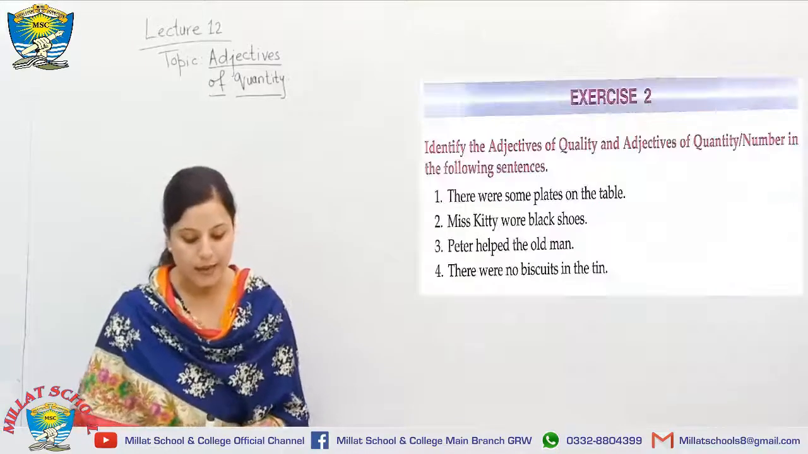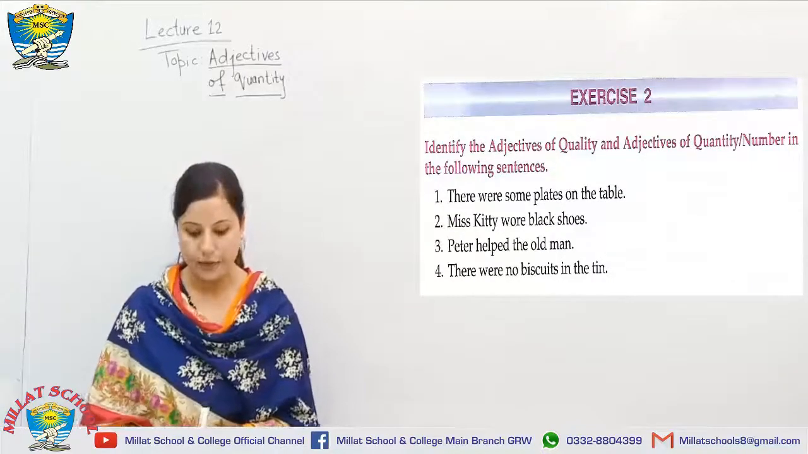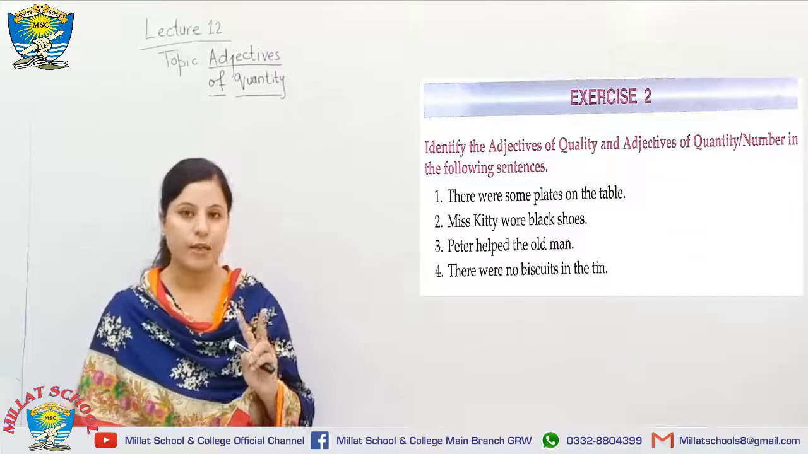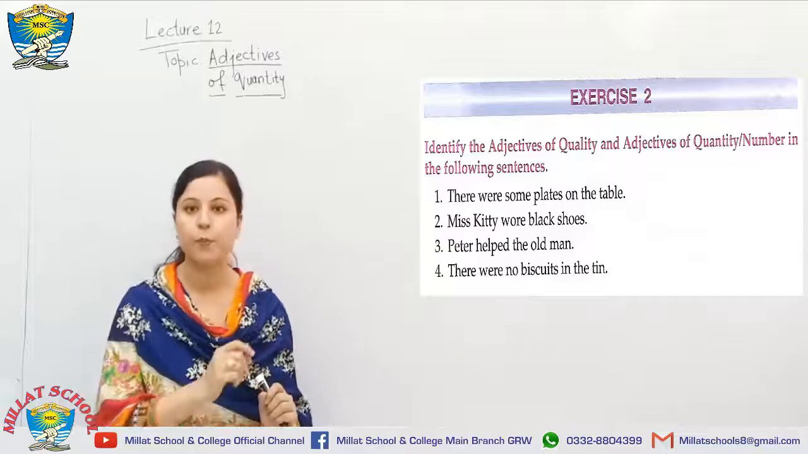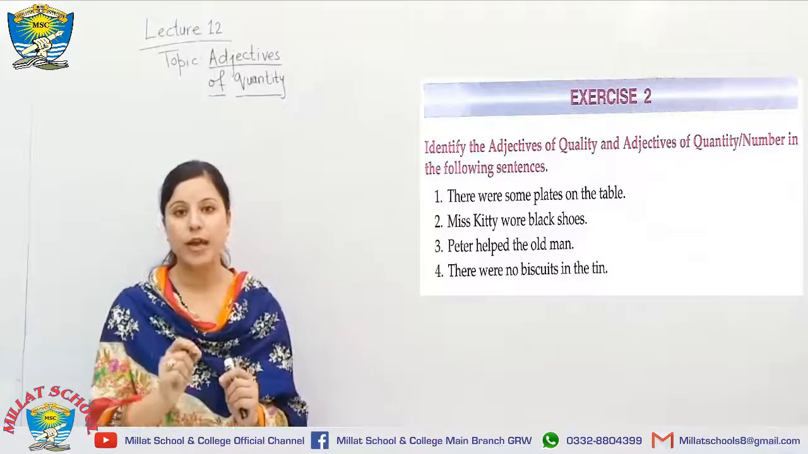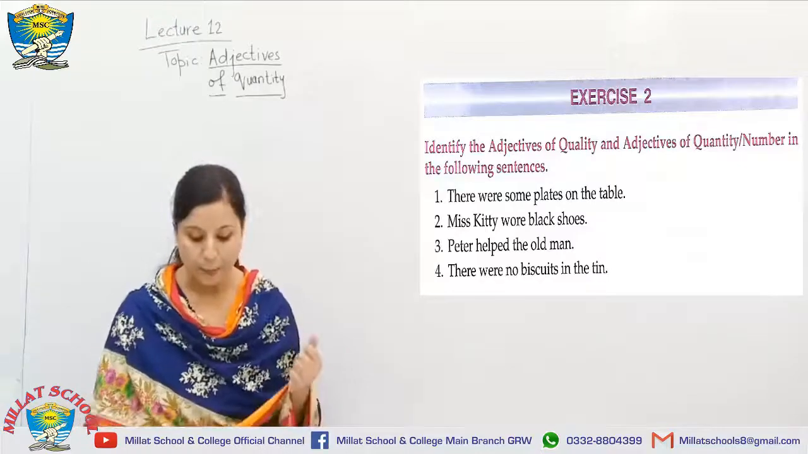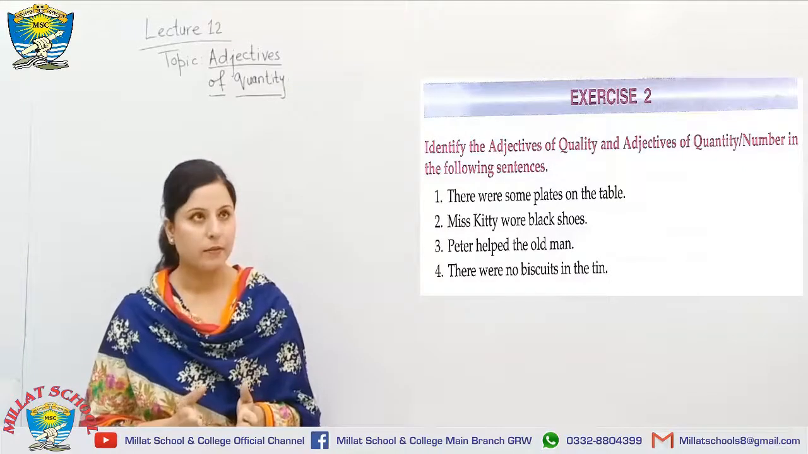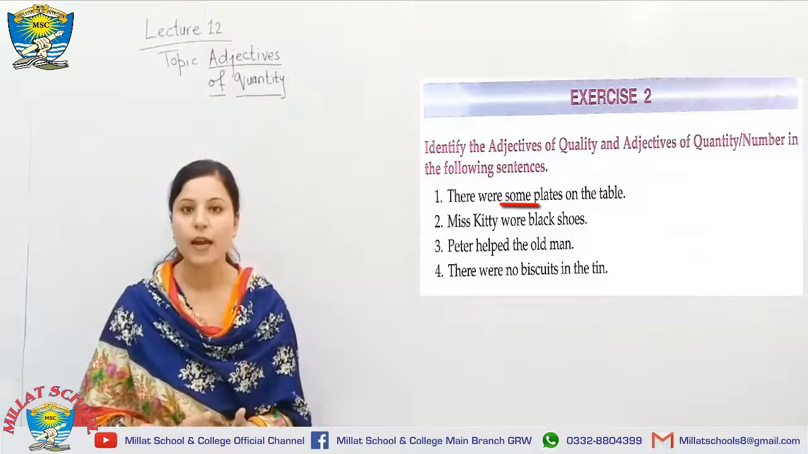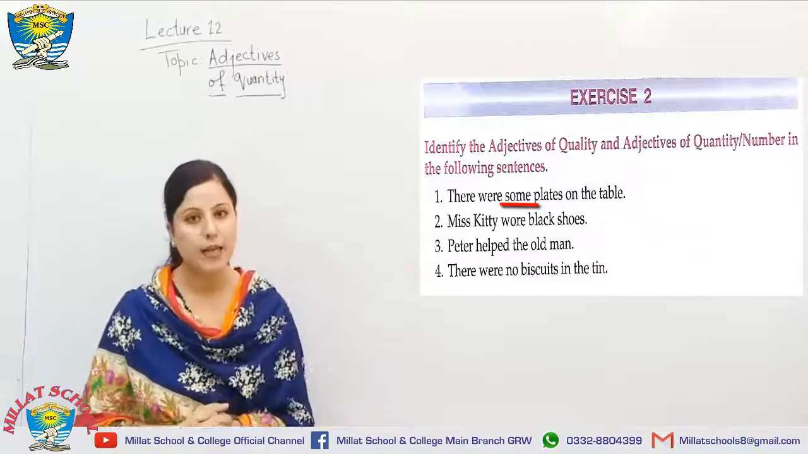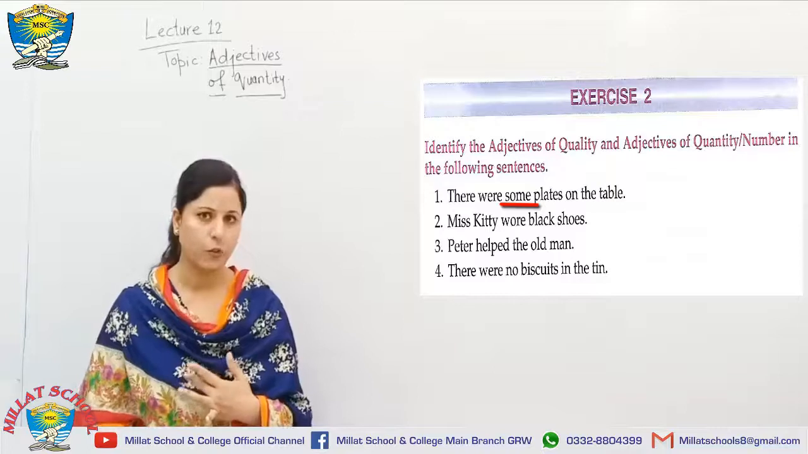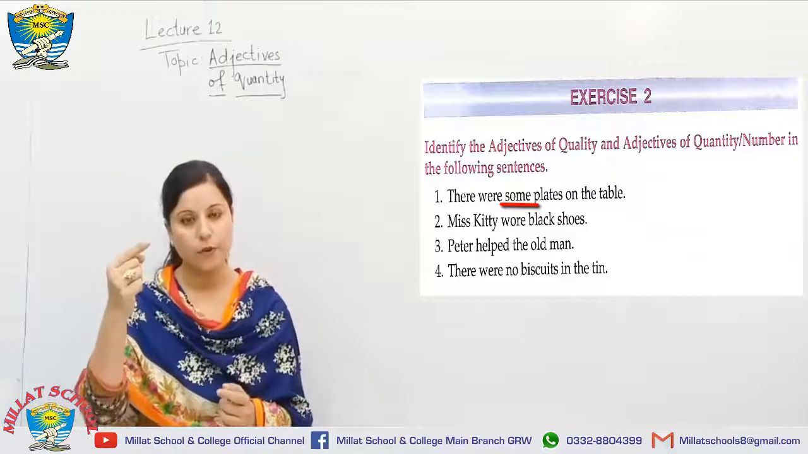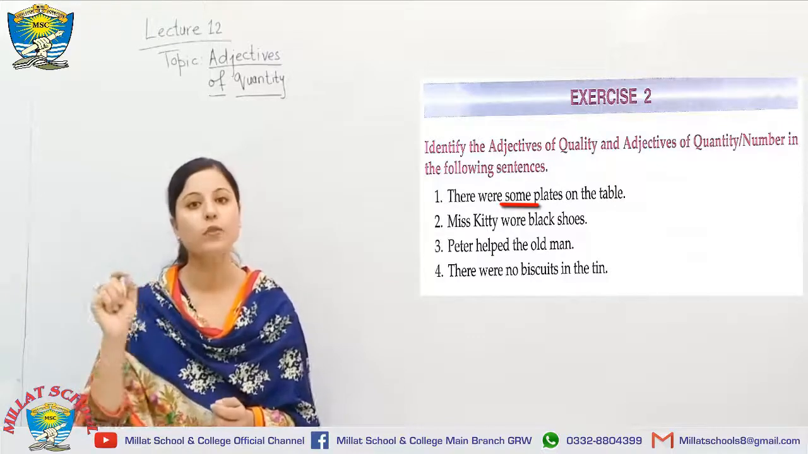Exercise number 2 is again identify the adjectives of quality and adjectives of quantity. Now here both the quality and quantity are given to you, and you have to pick out the one and write it by using your stationery. Number 1. There were some plates on the table. Some is your adjective of quantity. But what is this? Is it an adjective of quality or quantity? You have to write over there, by underlining, and on the top of this word you will write adjective of quantity.